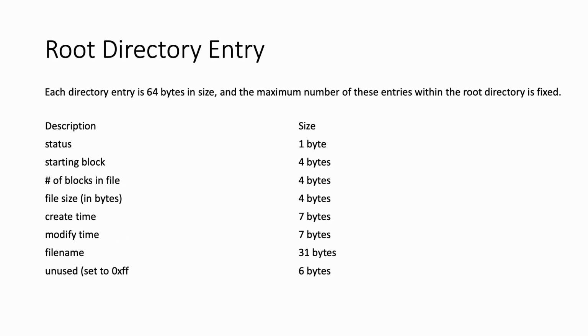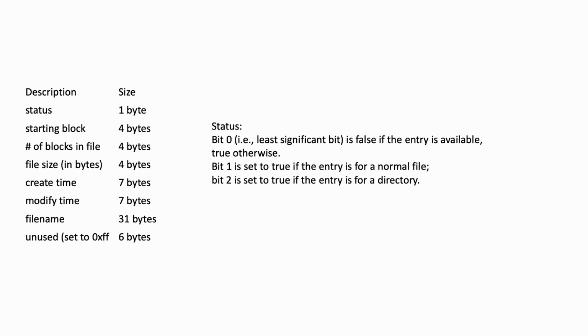Before introducing FAT, let's first look at the root directory entry. The root directory entry will record the directory files in this image. Each entry has the following fields, and each directory entry is 64 bytes in size, and the maximum number of these entries within the root directory is fixed. Let's first look at the first field, status.